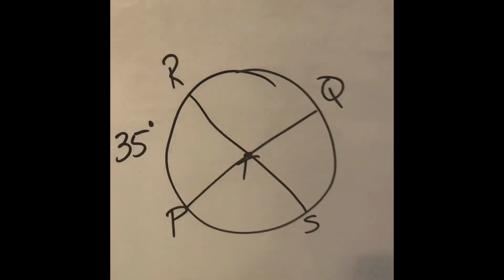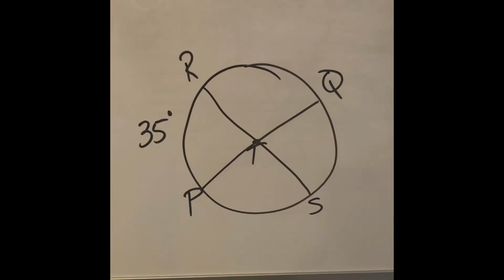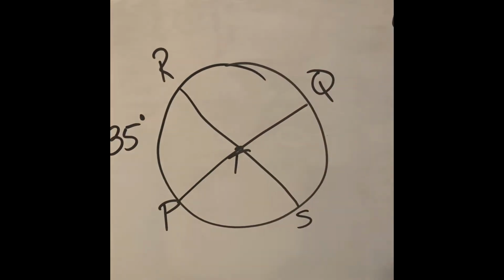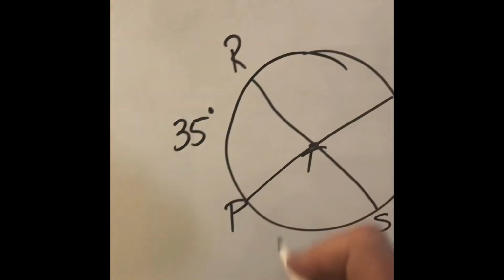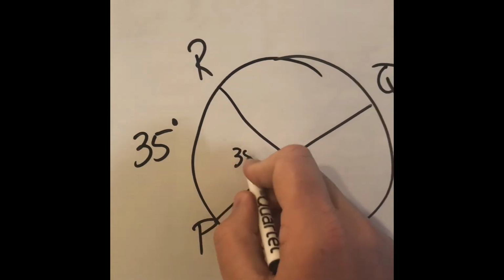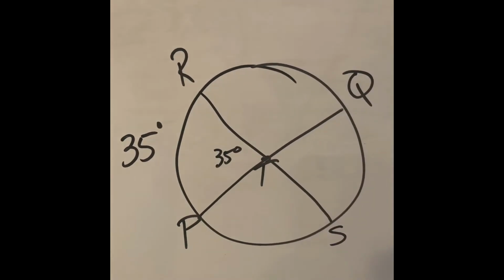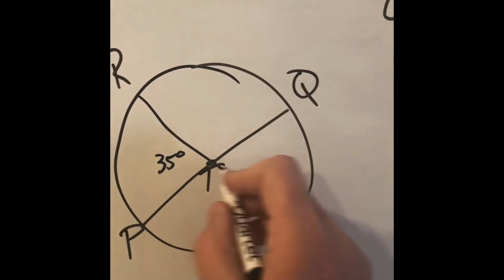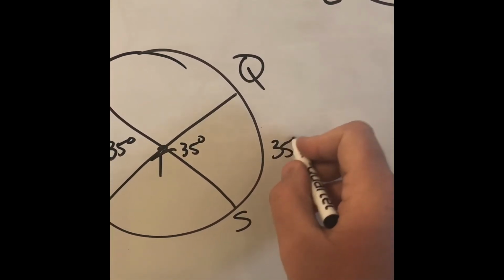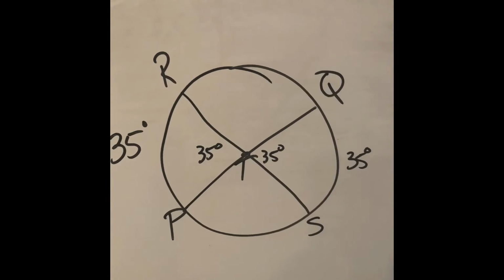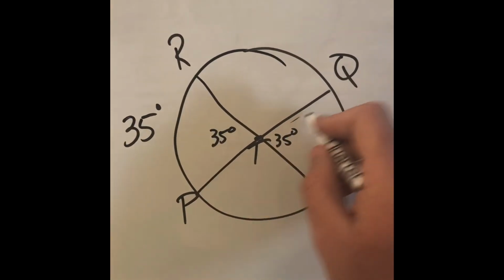Next group of problems, I believe it starts with number 25. They're telling us that RS and PQ are diameters in this circle T, and that RP is 35. Well, if RP is 35, that tells me the central angle is also 35 degrees. Vertical angles, 35 degrees. QS, 35 degrees. Okay? This is a diameter.